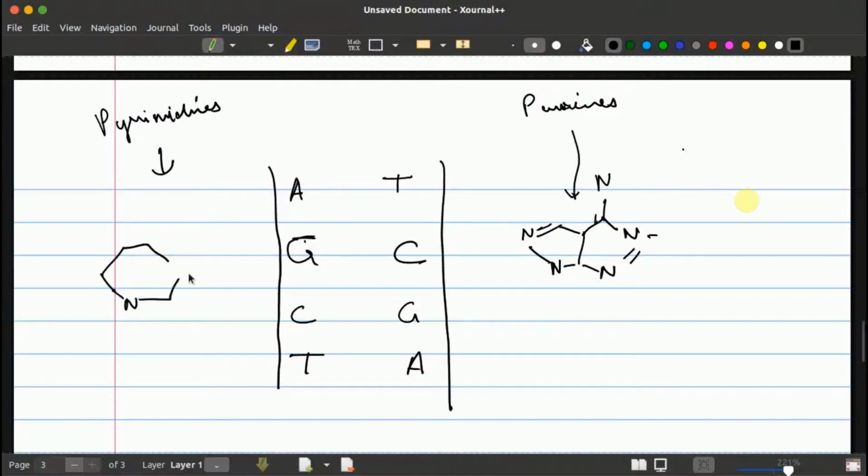Pyrimidine is also six-numbered, except that it has a single ring. So here it could be an N group or a double bond O group. I'm leaving this and writing some F. Similarly, here you can have F, a functional group here. The purines are guanine and adenine. Pyrimidines are cytosine and thymine.